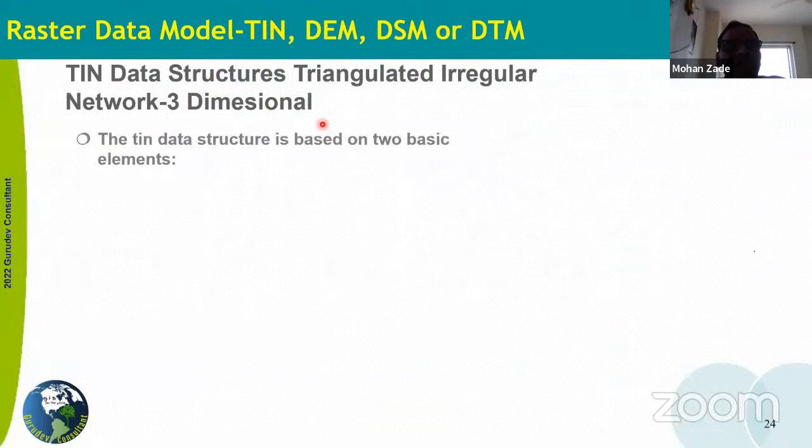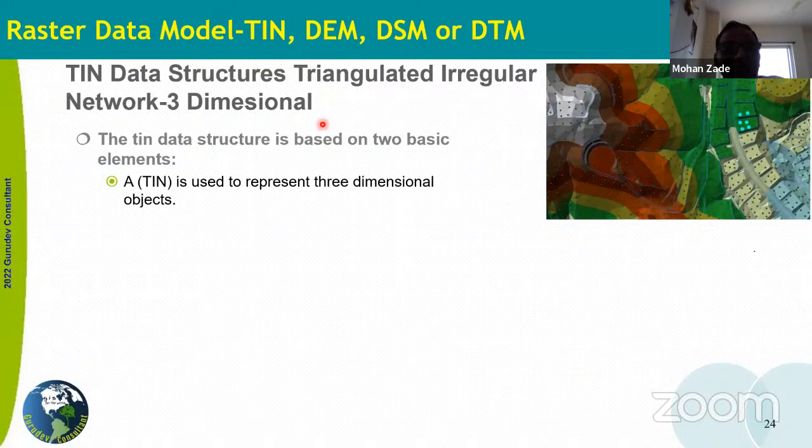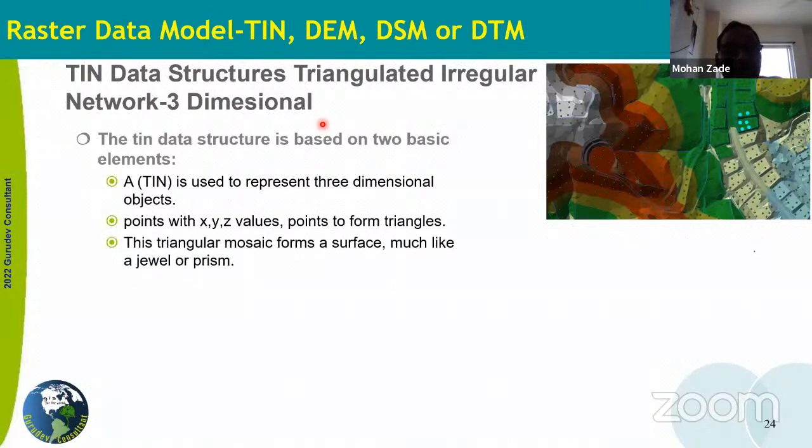The TIN data structure, the triangulated irregular network, or digital elevation model, DSM or DTM. Those are nothing but continuous data to represent the elevation information of the earth. You can see here a TIN is used to represent three-dimensional objects, with each point having X, Y, and Z values to form the triangles. And this triangular mosaic forms the surface like a prism. If you see here, some kind of prism, you can see here, prism.